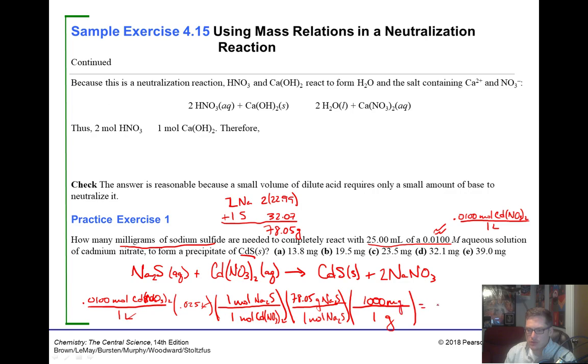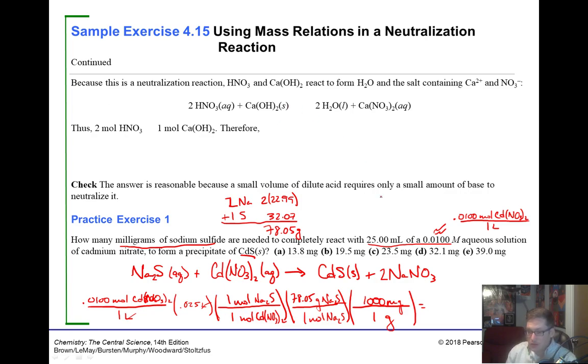Because it asks for milligrams. And so now we're good to go, right? So we take our 0.01, and we're going to multiply it by the 0.025 to get rid of the liters, divide by 1, multiply by the 78.05 to get to molar mass, and then multiply by 1,000, we get 19.5.